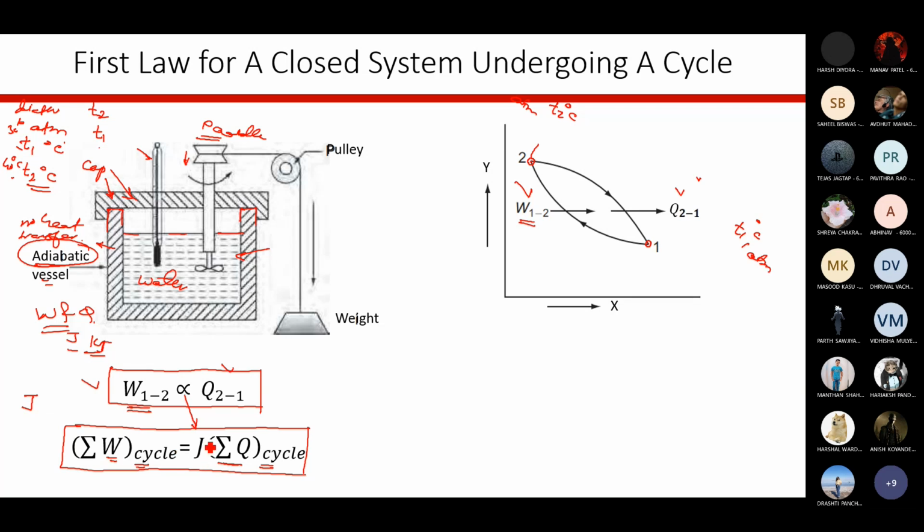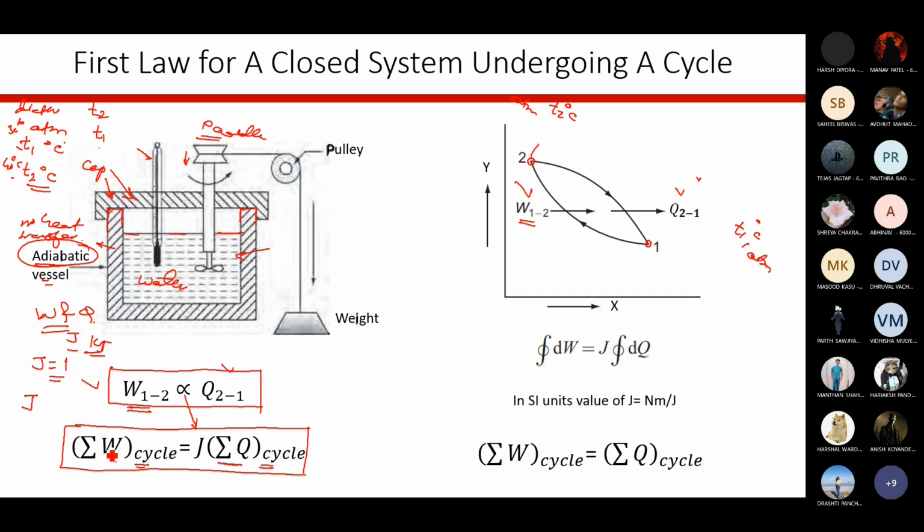So they use the value of the mechanical equivalent of heat, or Joule's coefficient J, as equal to 1, and then you can rewrite this expression as summation W for a cycle is equal to summation Q for a cycle, right? In differential or elemental terms, you can write this kind of expression: the cyclic integral of dW must be equal to J times the cyclic integral of dQ. So you can put J equal to 1 here also.